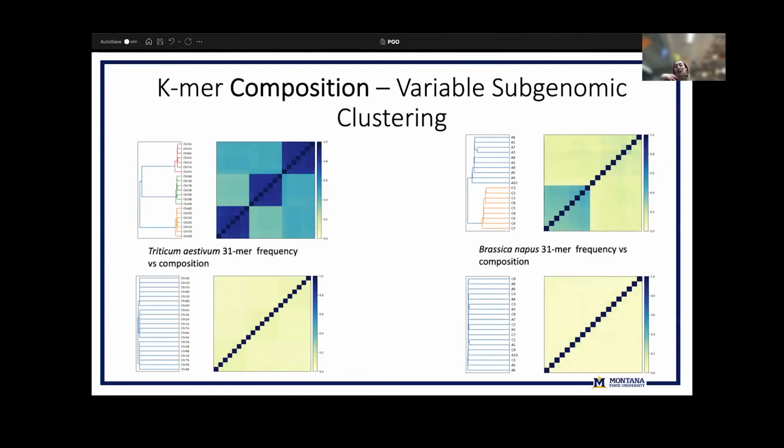Now, when I switched to k-mer composition, I got some variable subgenomic clustering. So for example, with wheat, this is the dendrogram we just saw. This is k-mer frequency. We have beautiful subgenomic clustering. When I switched to composition, we also have subgenomic clustering. It's just a little bit harder to see because there's less sequence similarity. When I use, for example, Brassica napus, they also cluster subgenomically. However, when I switch to composition, it doesn't cluster subgenomically at all. And there's almost a kind of homologous pattern, but sometimes no pattern at all.